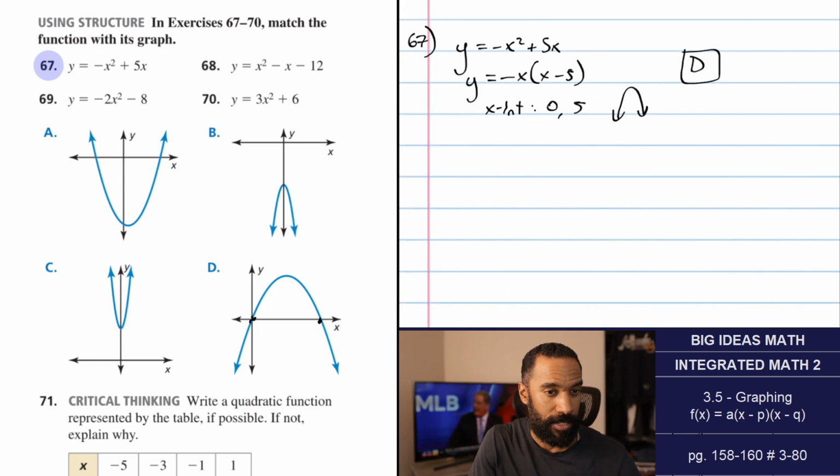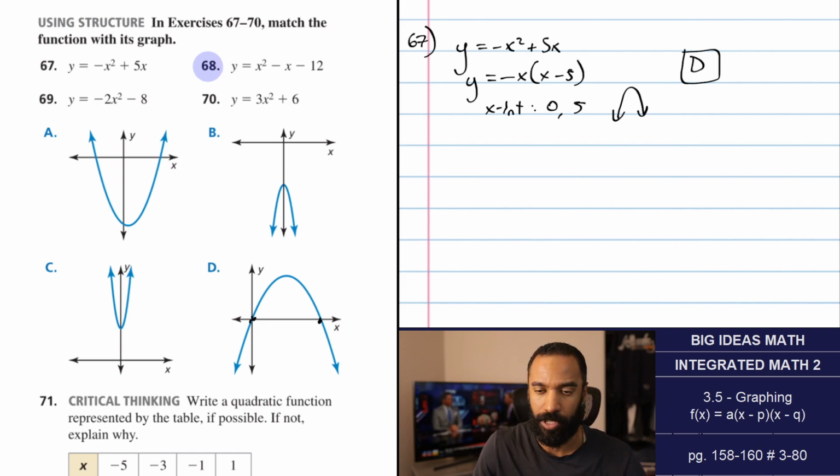Number 68. A is 1, so this is an upward-facing graph. That's a good start. So 68, we get y equals 1x squared minus 1x. Don't write the 1 if you don't have to.